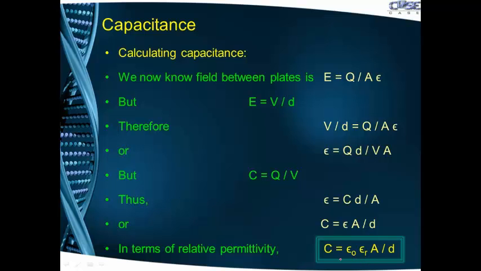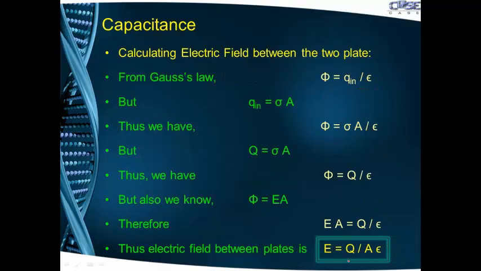This equation is derived through these steps. The electric field between the plates is given by this relationship, that is E is equal to Q over A into epsilon, where A is the area of the plates and epsilon is the permittivity of the material. And we can come to this relationship through these steps.